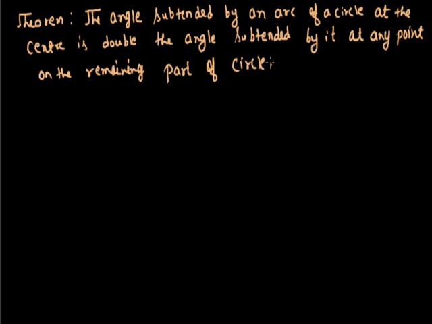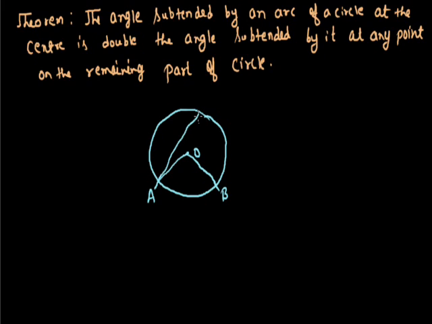So the theorem is: the angle subtended by an arc of a circle at the center is double the angle subtended by it on the remaining part of the circle. So this is a circle. This is arc AB, center is O. The angle subtended by the arc at the center is angle AOB. Now we have to prove the angle subtended by this arc on the remaining part of the circle, which means angle ACB. So we have to prove that angle AOB is equal to twice of angle ACB.